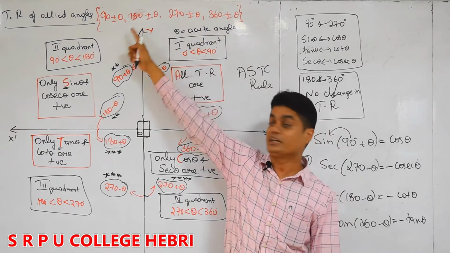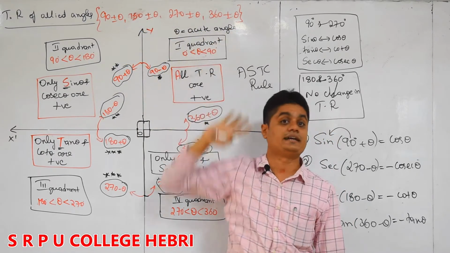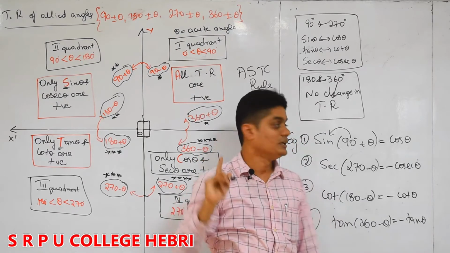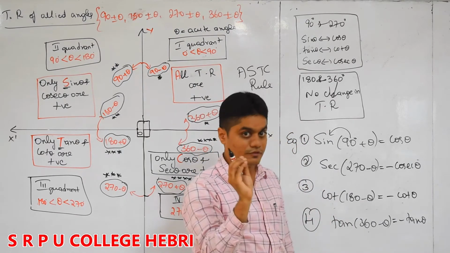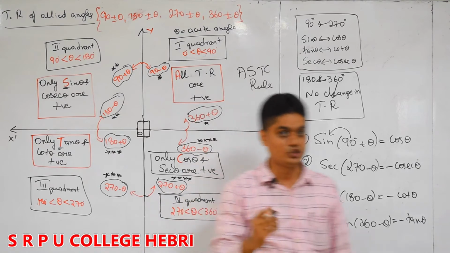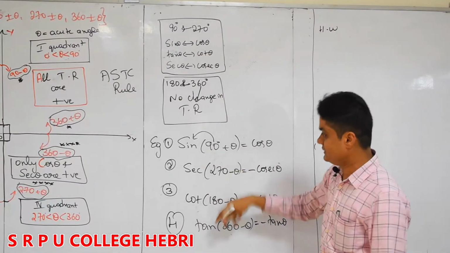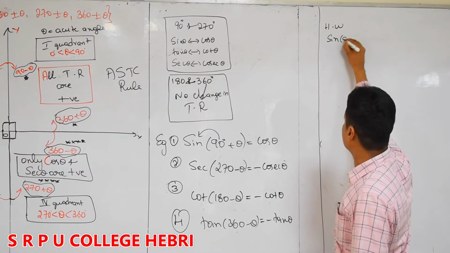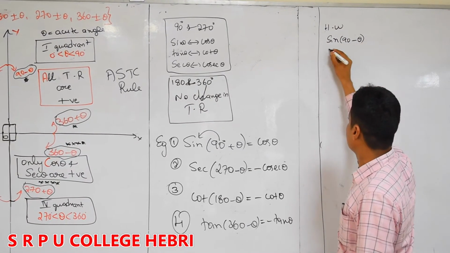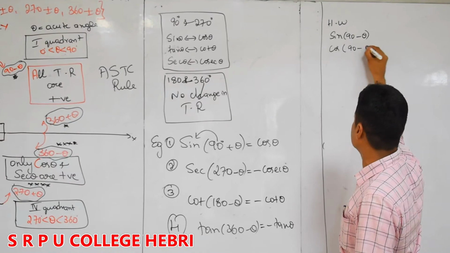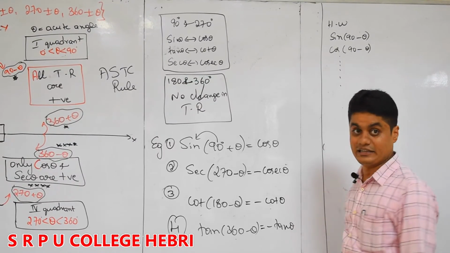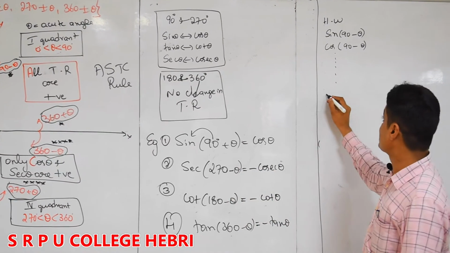Try to write trigonometric ratios of all these allied angles. Please remember that. It's homework for you. I'll write a few terms and you should follow that as a homework problem. One more homework problem I am giving you. See, like this: sine of 90 minus theta, cos of 90 minus theta, for 90 minus theta.